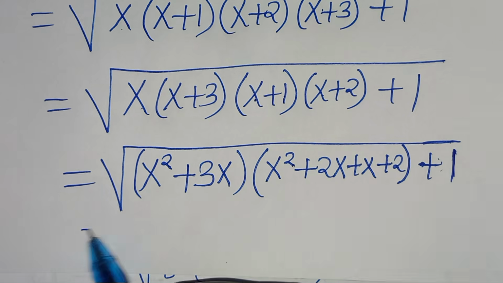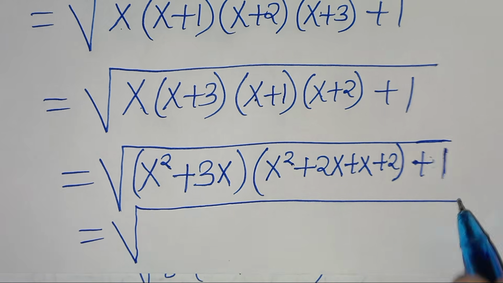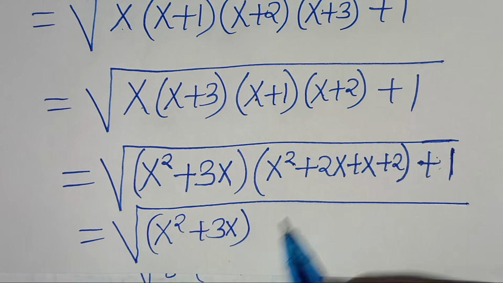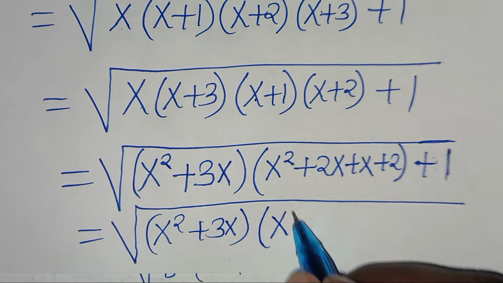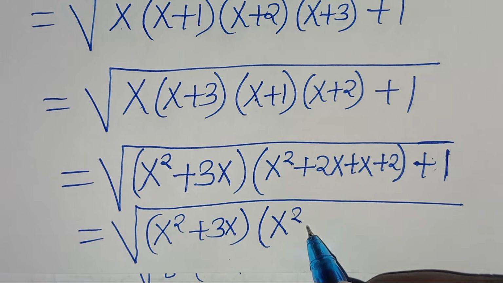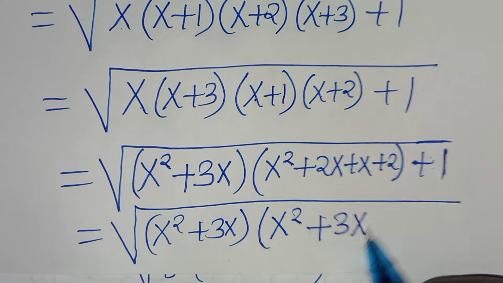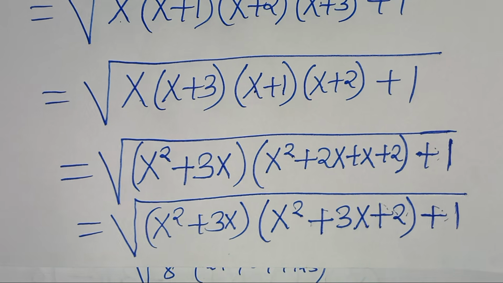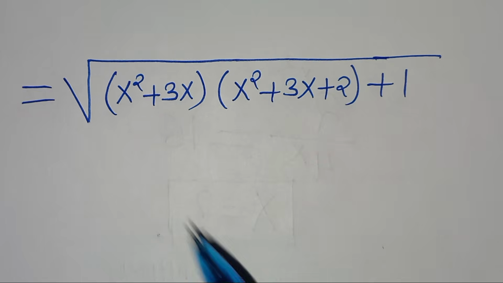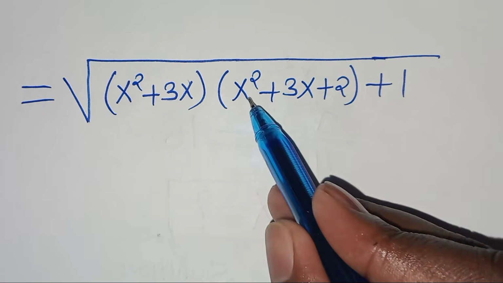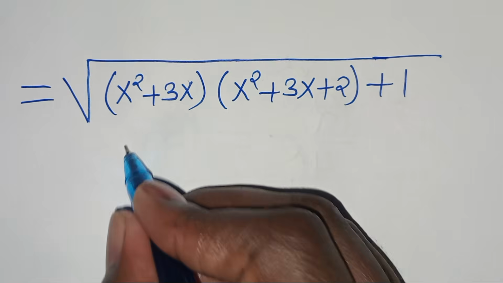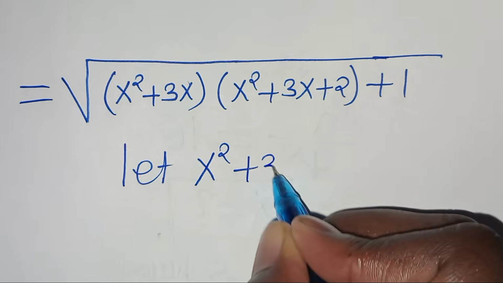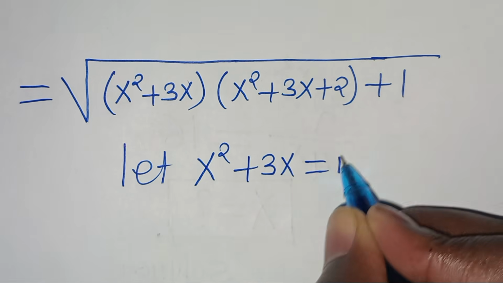Now, the next step is that we have the square root of x squared plus 3x into the parenthesis. This is x to the power of 2, 2x plus x is plus 3x, then plus 2, then plus 1. Now here we have x squared plus 3x and x squared plus 3x. So we can let x squared plus 3x be equal to m.